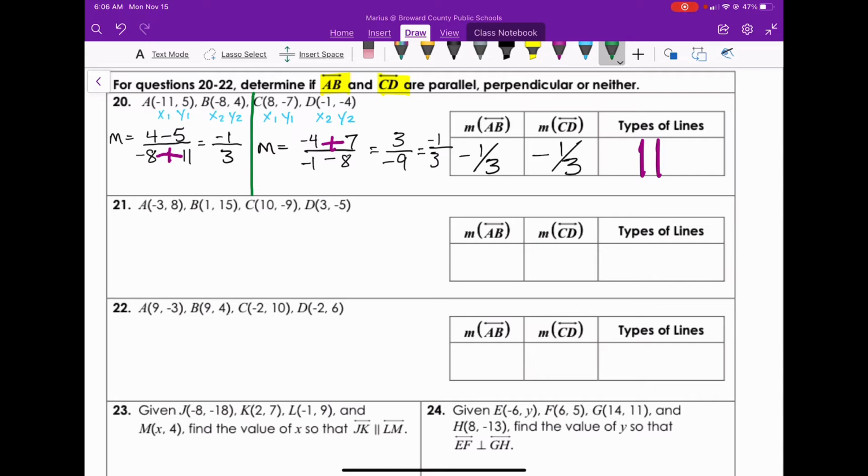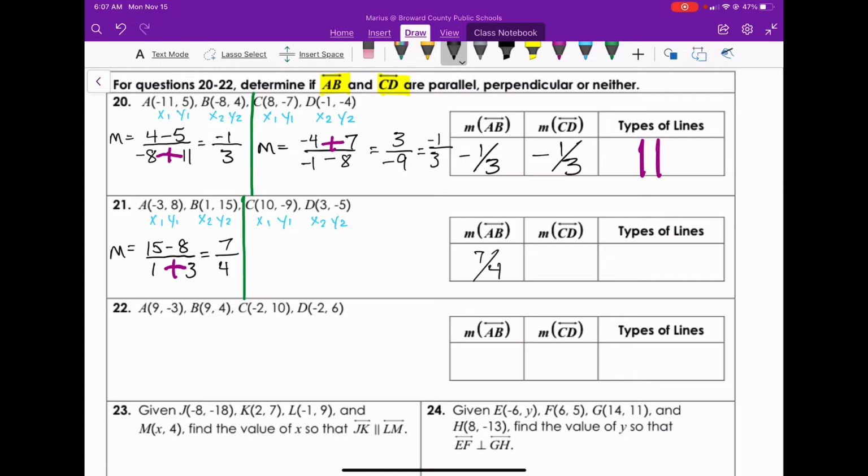Let's take a look at number 21. Once again, we're doing the same process here. So x1, y1, x2, y2. Our slope formula calls for y2 minus y1 over x2 minus x1. So 15 minus 8 on the top, 1 minus negative 3 on the bottom. And in the denominator, we have double negatives, so we can really add. This is going to make 7 divided by 4, so 7/4.